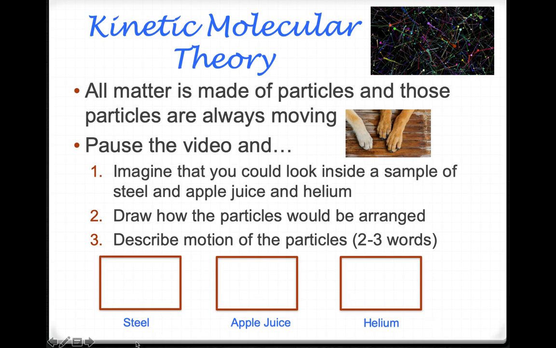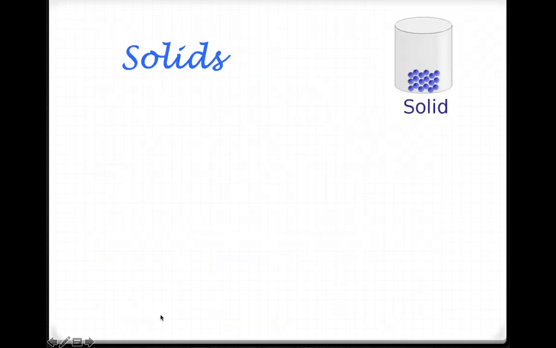All right, so now that you have thought ahead about what these particles might look like, because we're going to call steel solid, we're going to call apple juice liquid, and we're going to call helium gas, I want to break down some details about this. You might already have all the notes you need, or just add to the picture and description that you already have. Let's talk about solids first.